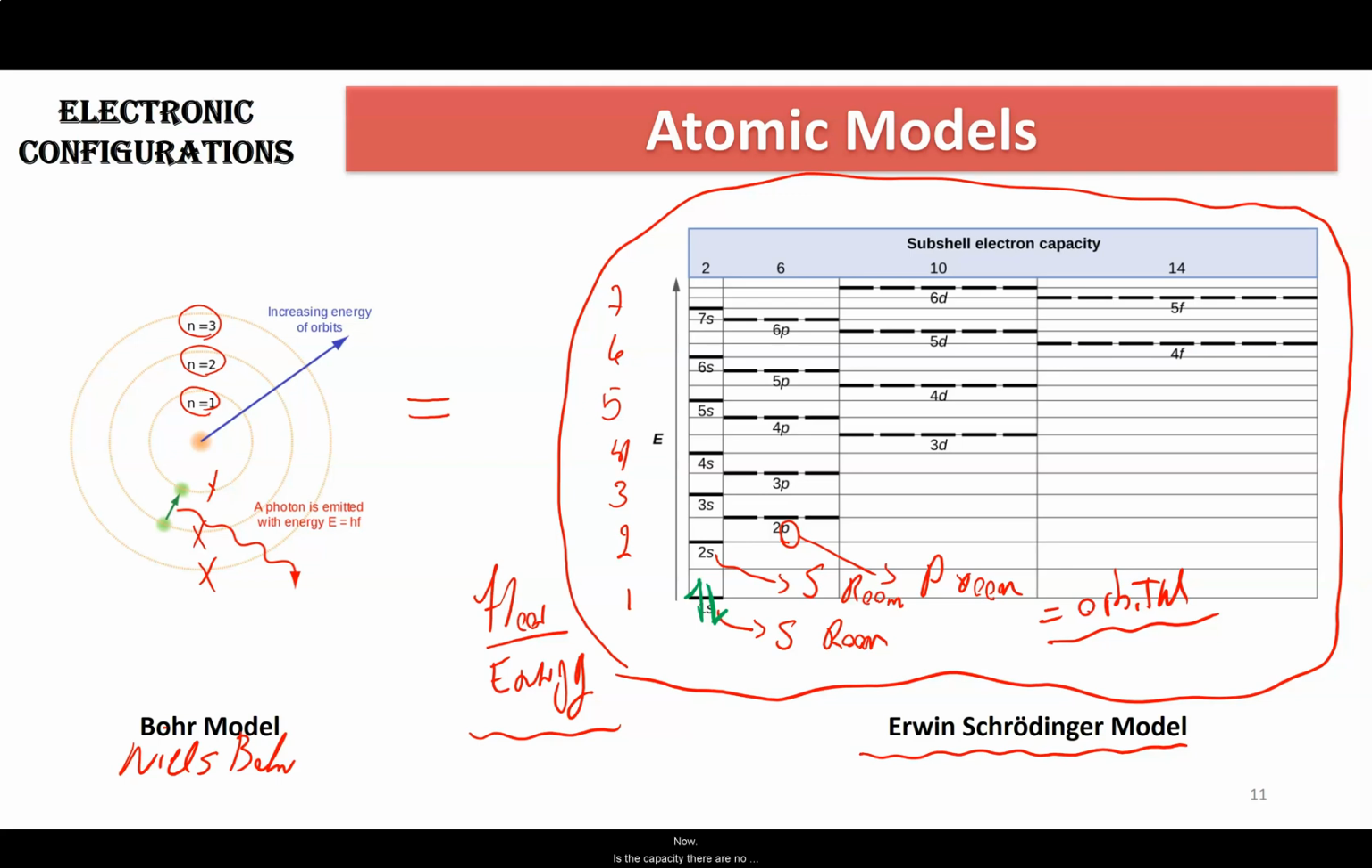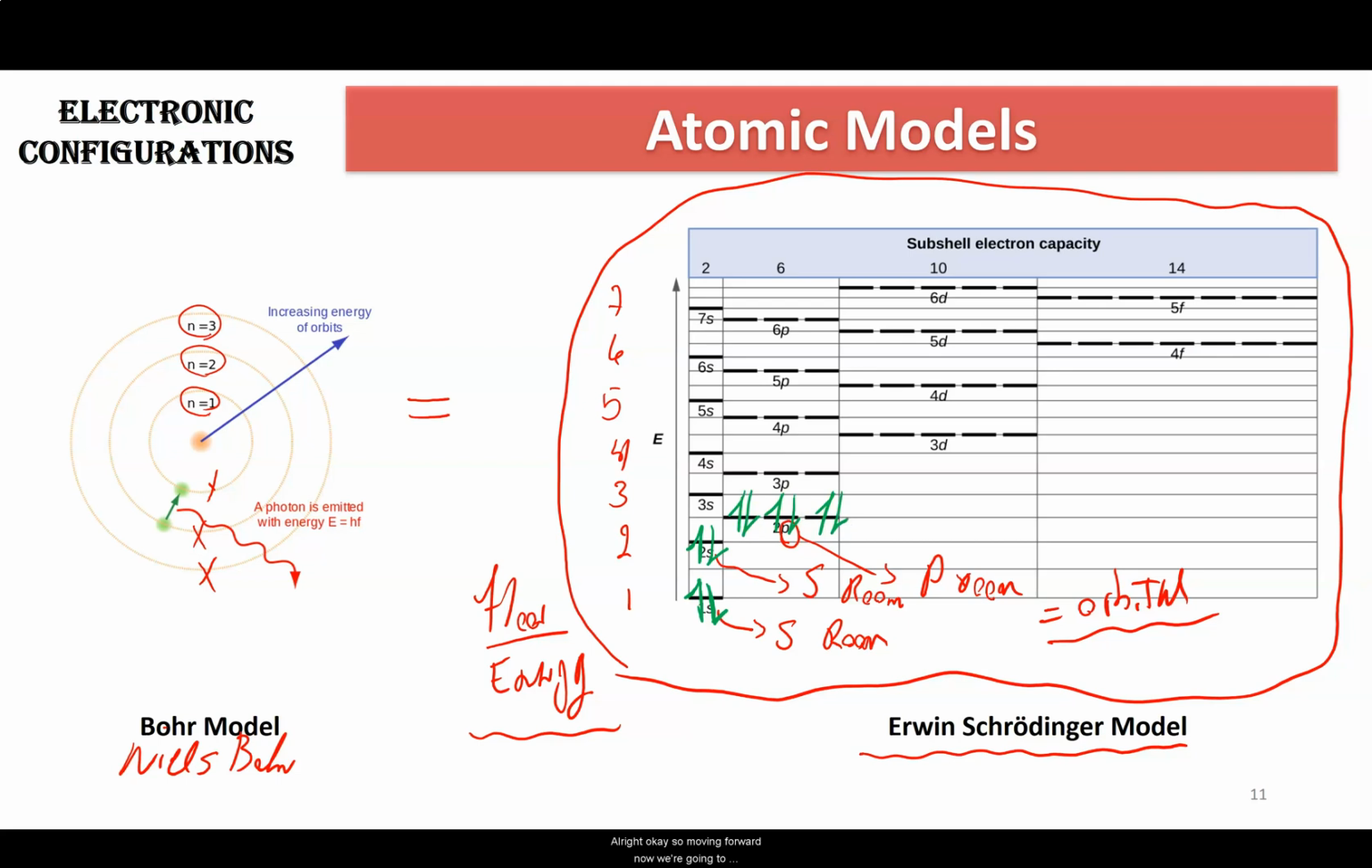Now, that is the capacity. There are no further rooms on that floor. So you're going to have to move up to the next floor. On the second floor, you again go into the S room, and you probably will find 2 more electrons. And then within the same floor, you're going to have other kinds of rooms that are labeled as P. And each one of them is going to receive one electron. And so on and so forth. Just like that.